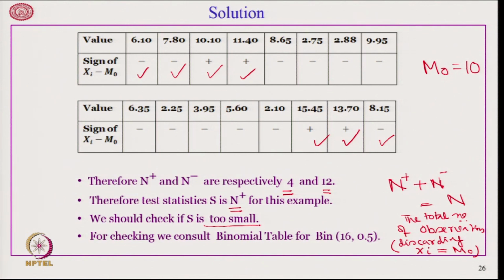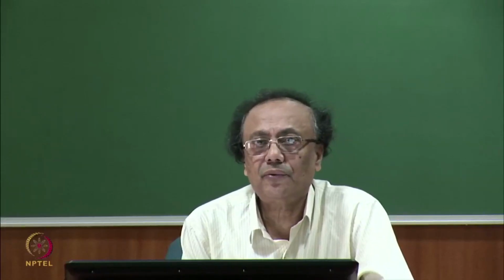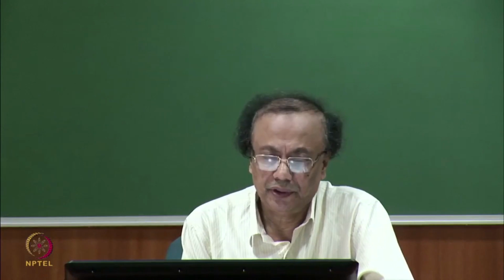If it is too small, that means it is so small that it is very unlikely to happen under the null hypothesis, then we are going to reject the null hypothesis in favor of the alternative. But how to do that? For checking that, we consult a binomial table of n equal to 16 and p equal to 0.5. Now, all of you I assume are familiar with different statistical tables like the normal table, chi-square table, t, F, etc.